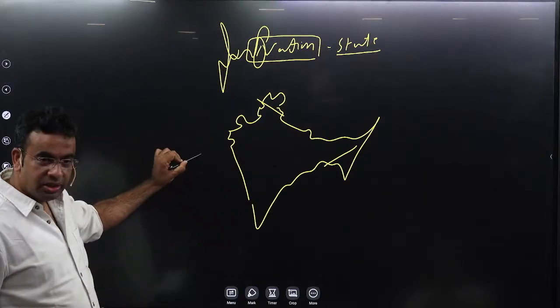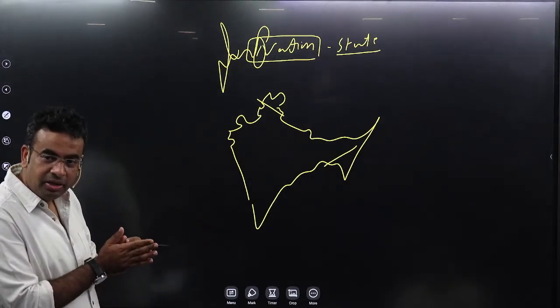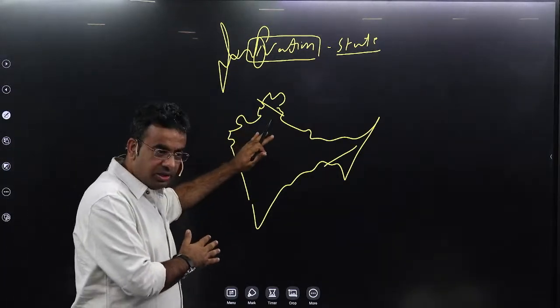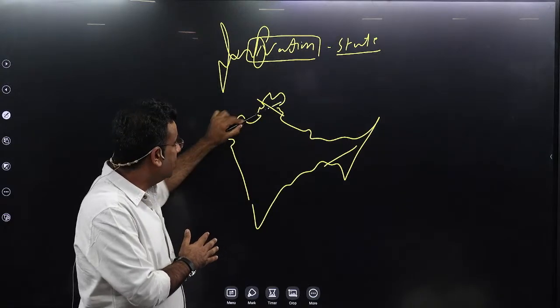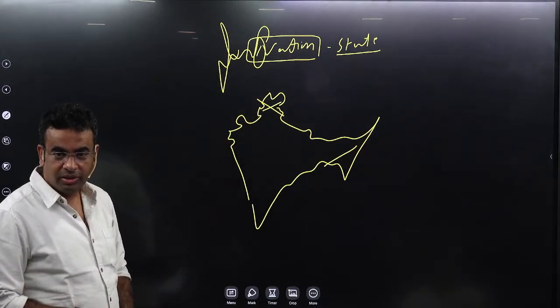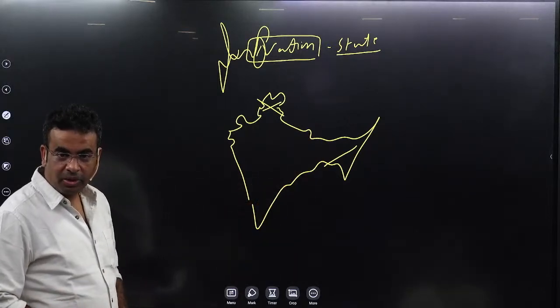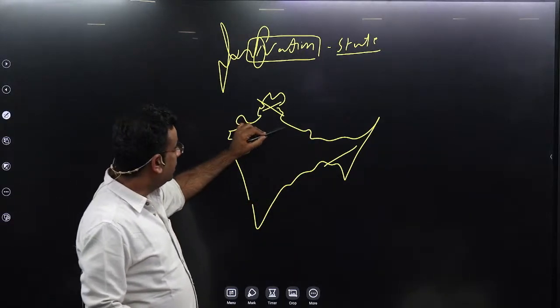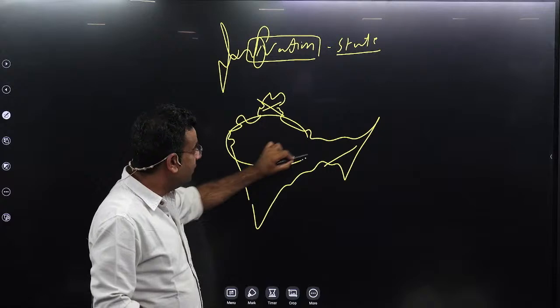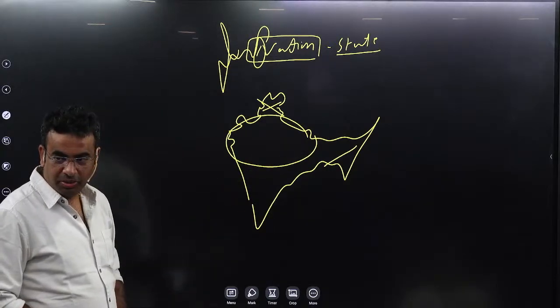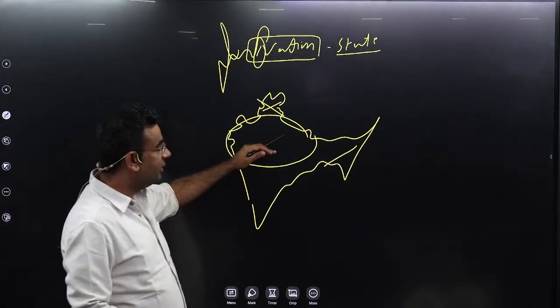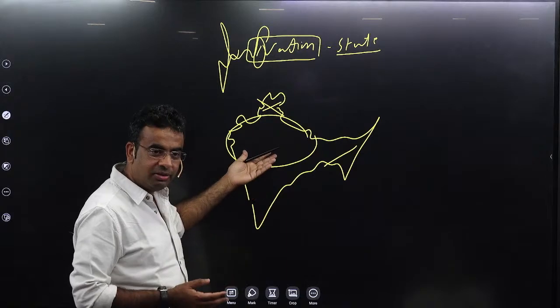Your idea of nation is aligned with the idea that the complete POK is a part of India only. Okay, every inch of the territory is part of India. Or you think that the India which you know is this India? If you only consider this as part of India, then your idea of nation is this one.